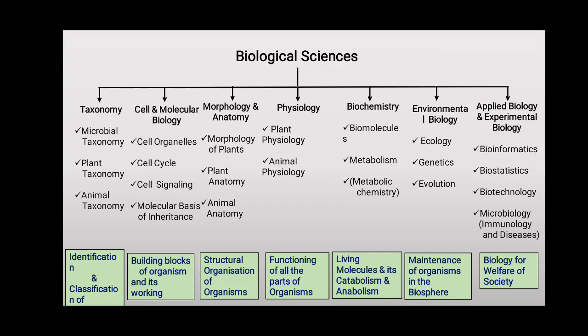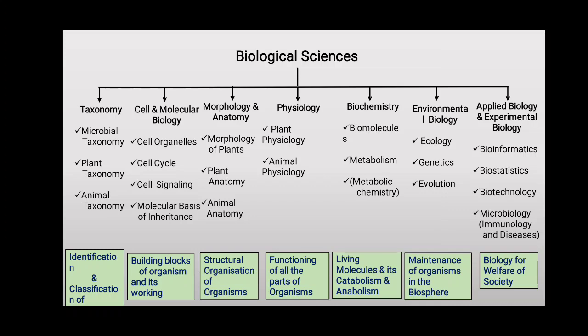The third thing is morphology and anatomy. Under morphology and anatomy we deal with the structural organization of organisms, meaning how the body of the plant or the animal looks, what the parts of the body are, the layers of the cells, and how they aggregate and form the body.